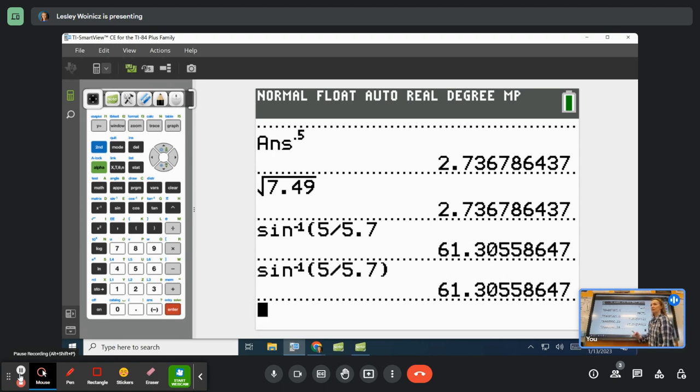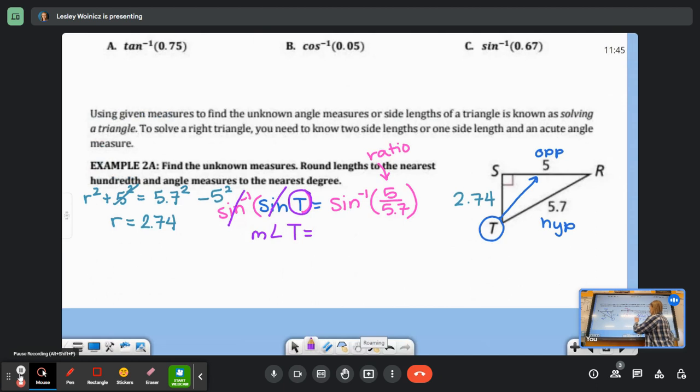So what does it say to round to? Yeah, 61.31. Okay, so the measure of angle T is 61.31 degrees.